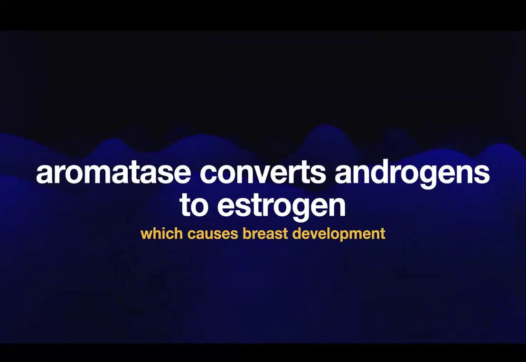So aromatase does one thing. It converts those circulating androgens into estrogens. And we spoke earlier about how estrogens are very important in breast development. So that increase in estrogen due to high levels of aromatase found in adipose cells leads to early puberty, because now you start having the breast development and everything kind of cascades from there.